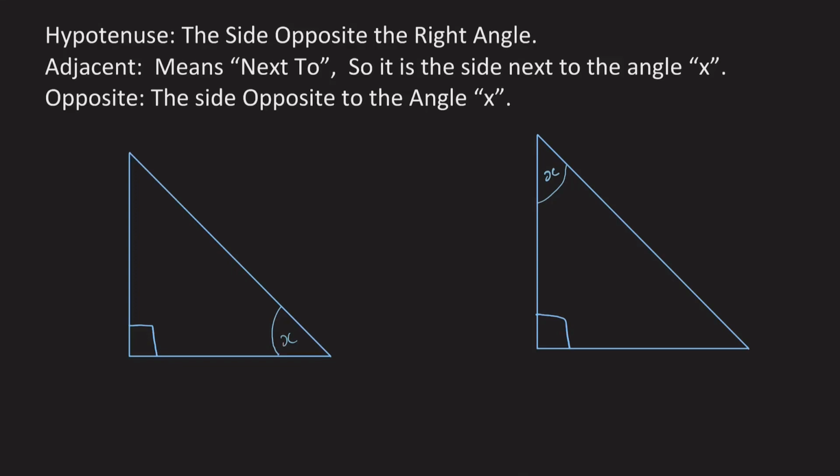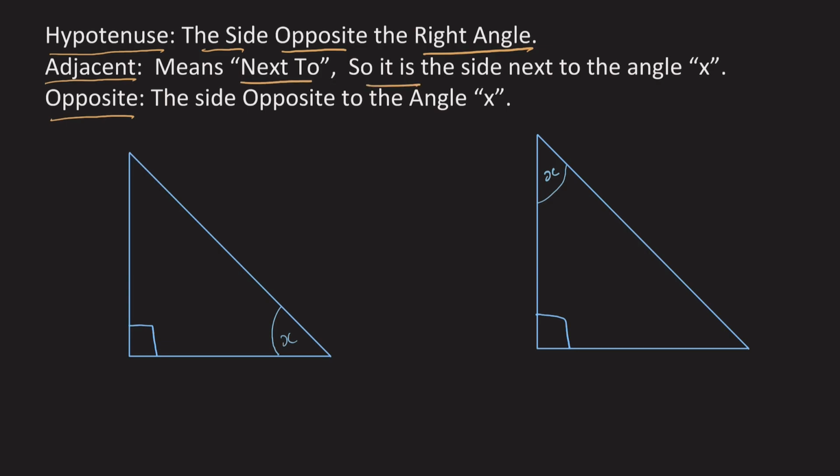So today we're going to do trigonometry. For trigonometry, we need to understand the definition of hypotenuse, adjacent, and opposite. So hypotenuse is the side of the triangle which is opposite the right angle. Adjacent just means next to.